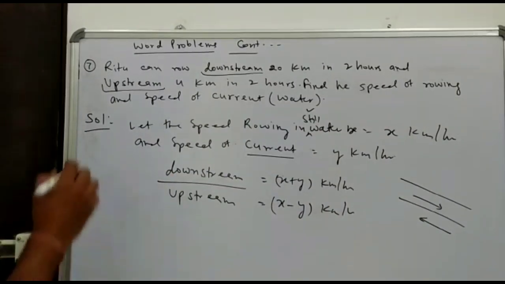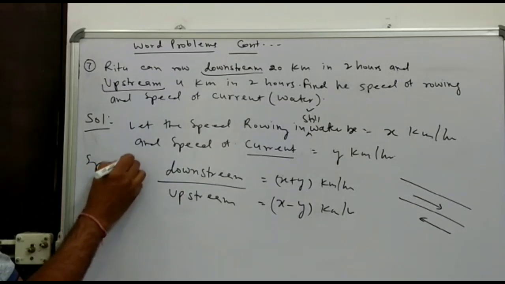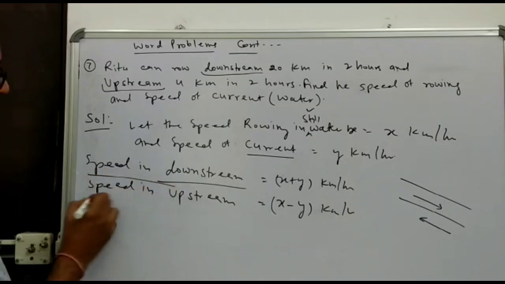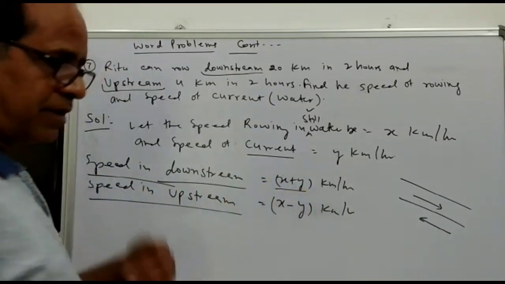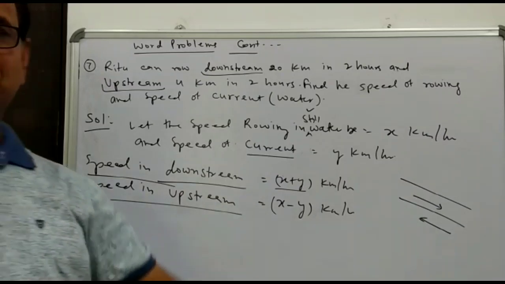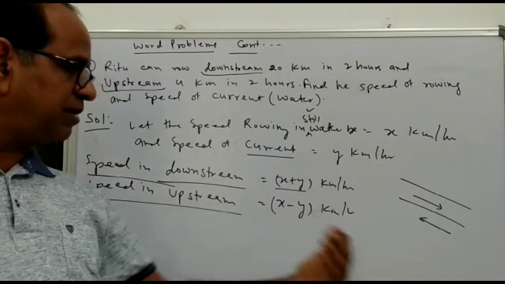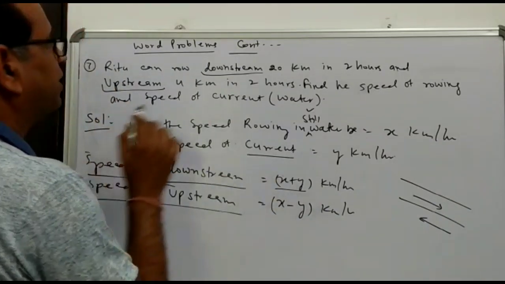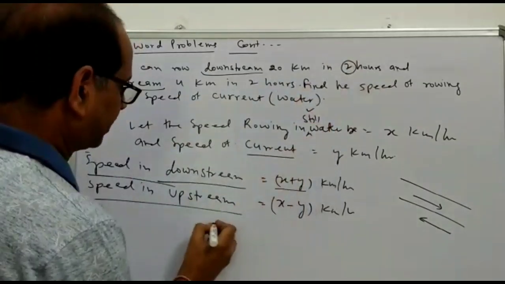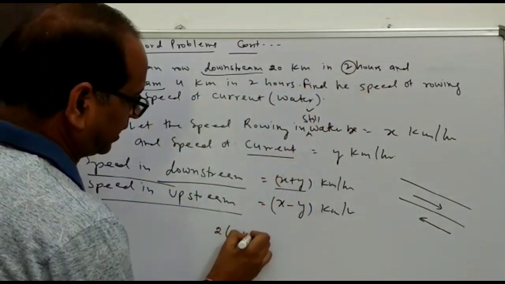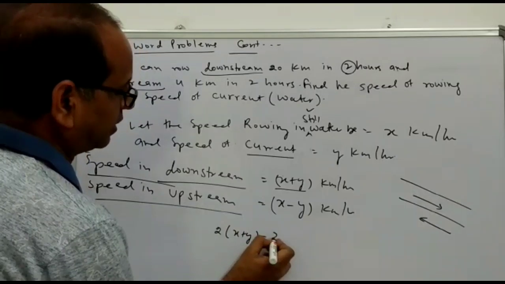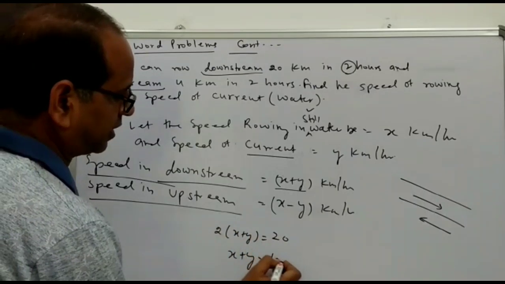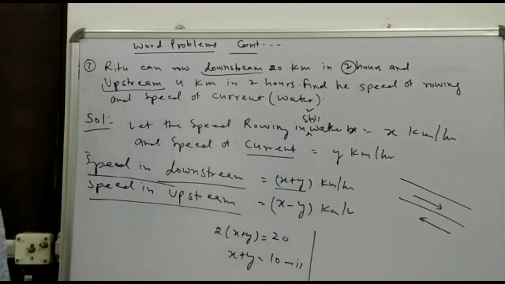Speed in downstream, now I am adding this, speed in downstream and speed in upstream. x plus y in downstream means the speed becomes more, and in upstream the speed will be less. Now it is told here, so this is the speed. What is the time given here? 2 hours. So we will write 2 into (x plus y) equals to how much? It is 20. So what is x plus y? 20 divided by 2. It is 10. So that is the first part.